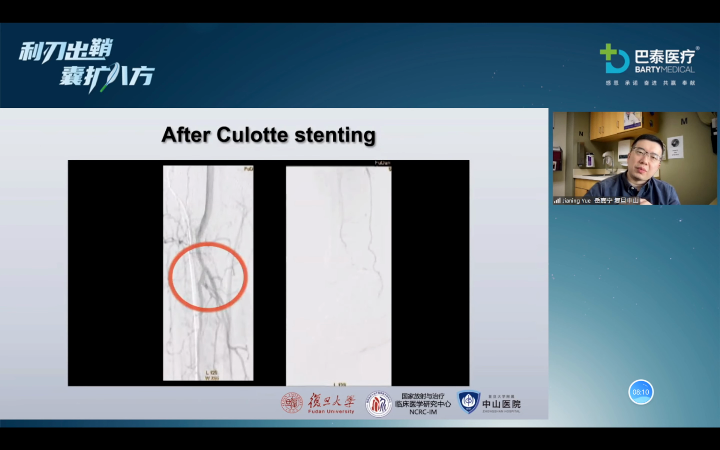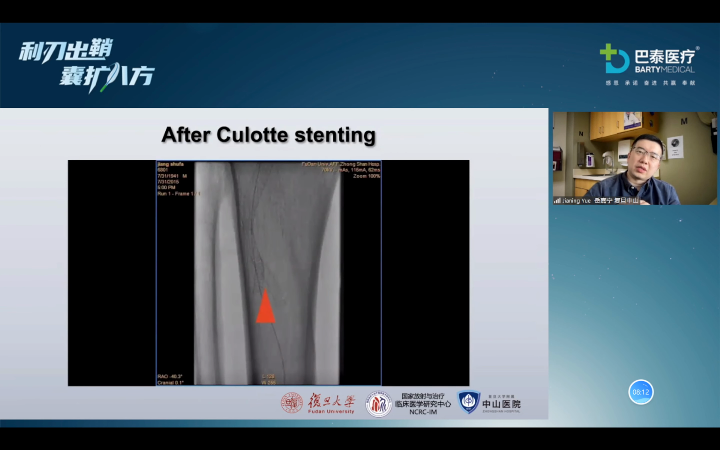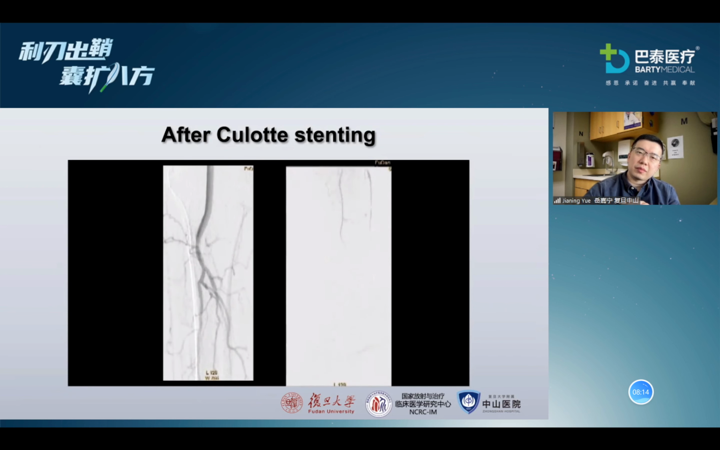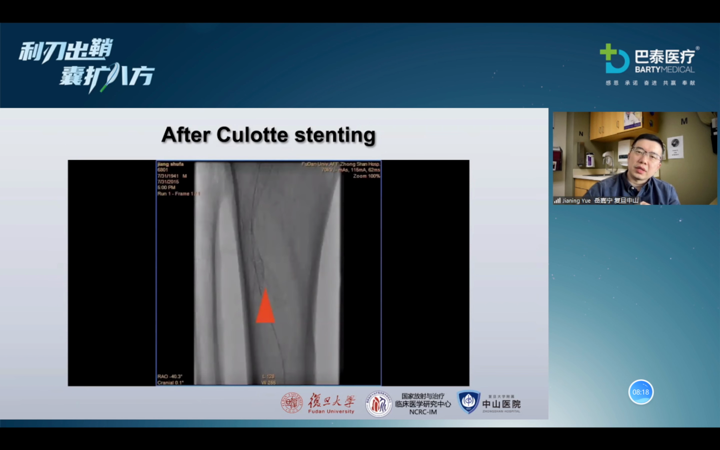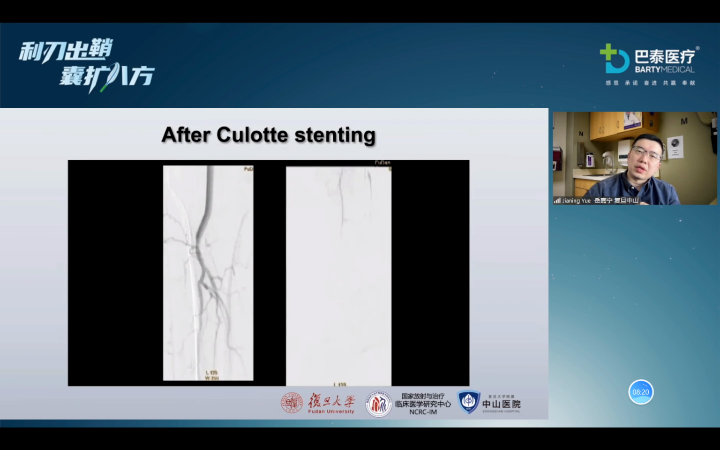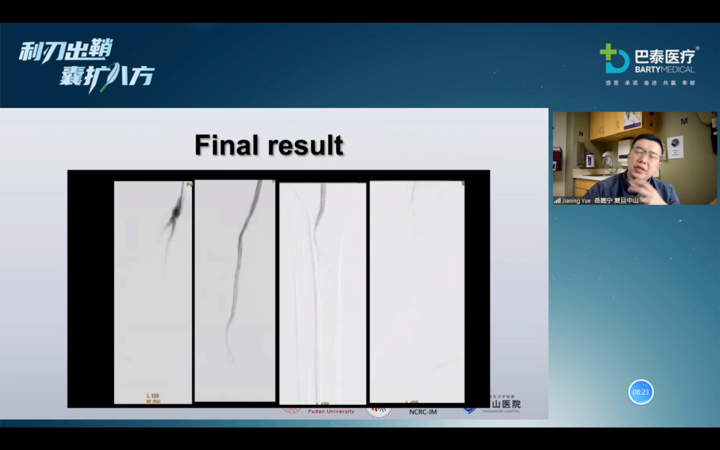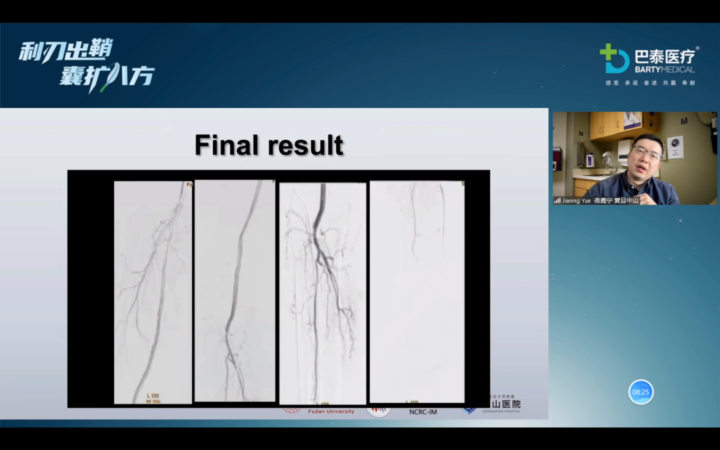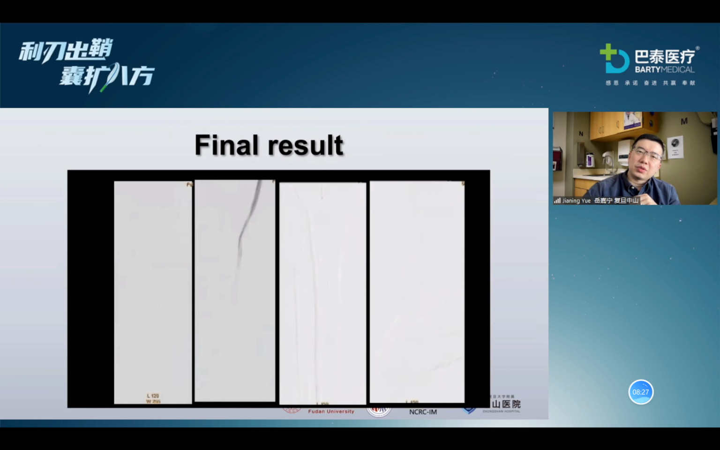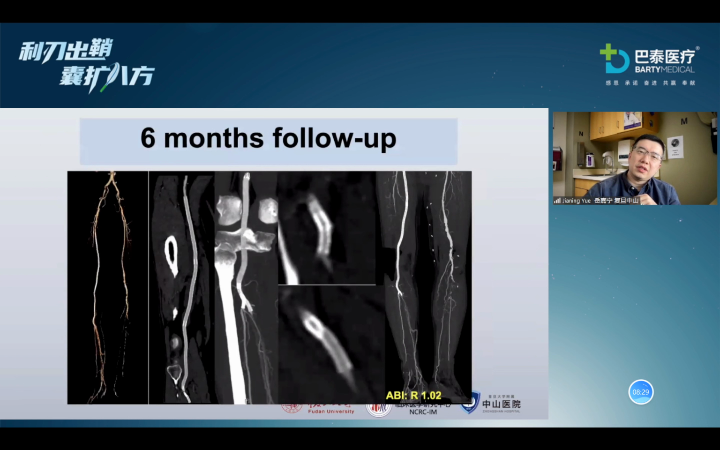So you can see this is after the Culotte stenting, and the performance is much better, especially at the trifurcation, and the vascular restoration has been greatly done. Right after the surgery, the ABI recovered to more than 1, which is very interesting for us to see in this patient. He is a senior professor from Shanghai Fine Art Academy.